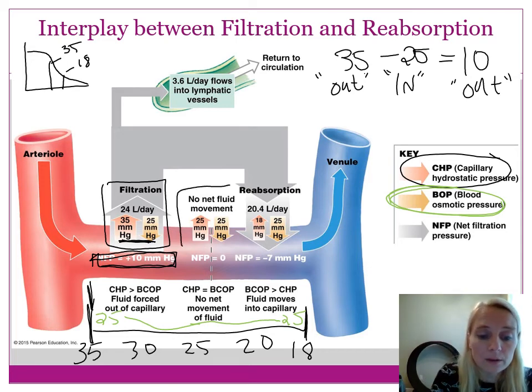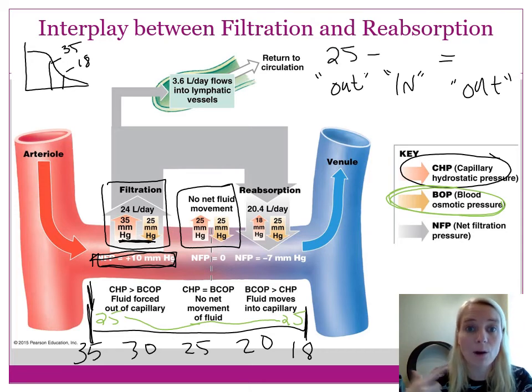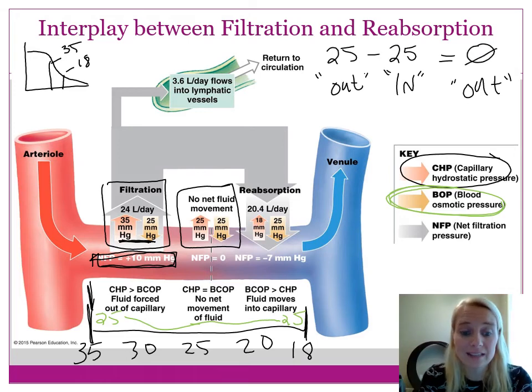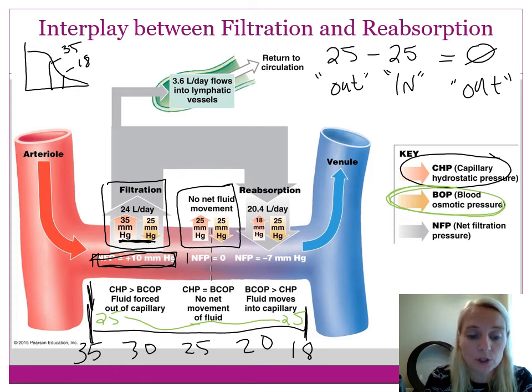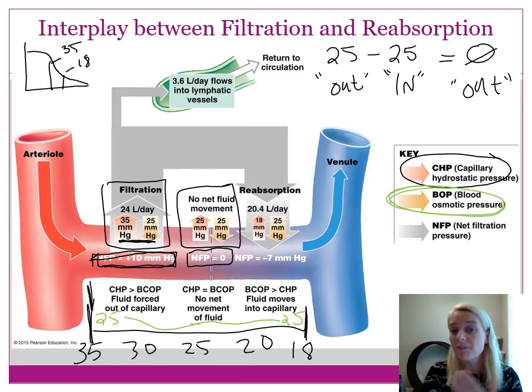Somewhere around the middle, we are going to have a 25 pressure outward force minus that unchanging BCOP inward force, and we're going to get a zero net movement. So net filtration pressure of 0, where the capillary hydrostatic pressure is equal to the blood colloid osmotic pressure. So we don't get any net gain or loss. Stuff is still moving. Stuff is going out, stuff is coming in, but at this middle part, they're equal.